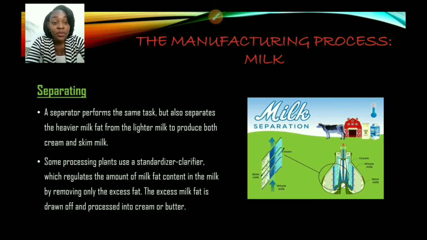Now, a separator performs the same task but also separates the heavier milk fat from the lighter milk to produce both cream and skimmed milk. Now, skim milk is milk where the fat content has been removed or separated. Good. Now, some processing plants use a standardizer clarifier, which regulates the amount of milk fat content in the milk by removing only the excess fat. The excess milk fat is drawn off and processed into cream or butter.